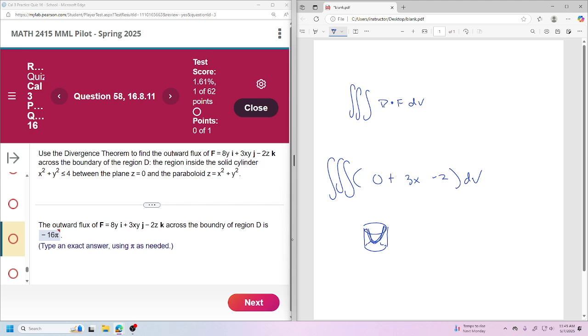Anyways, I'm going to triple integral my z. I have a top and a bottom, so that's an r squared technically. My r goes from 0 to 2, and then 0 to 2 pi of 3r cosine theta minus 2r dz dr d theta. That's cylindrical, or I say polar, essentially.